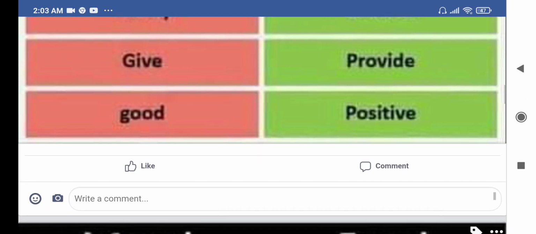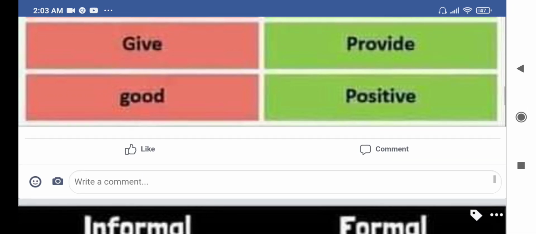Okay. Give, provide. In an informal setting we say give. Please give me something to eat. But in a formal way you can say, okay, the government has decided to provide us whatever we need.